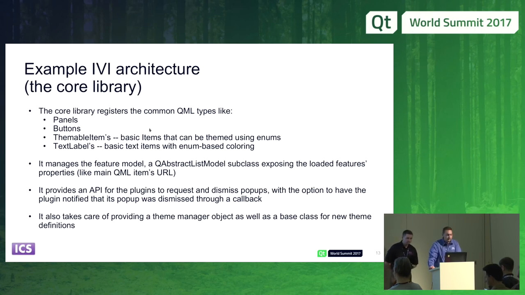Then the core library also manages a feature model. That's just a simple abstract list model subclass, and it exposes all of the loaded features and all of the loaded feature properties, like main item URL, its ID, its description. That's basically used by the layout to know which features it can render. Then we also provide an API for the plugins to request and dismiss pop-ups. This also allows the plugins to be notified if a pop-up is dismissed and why it was dismissed, and also carry some custom data back to the plugin, for example, which button dismissed it, and so on. And finally, as mentioned before, we provide a theme manager and a base class for the themes.